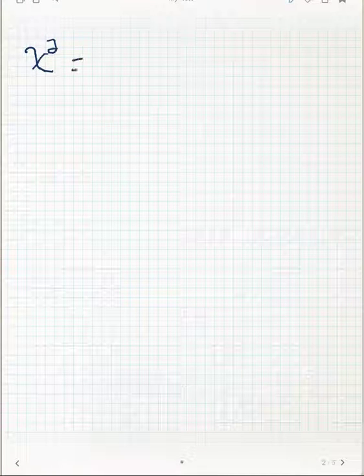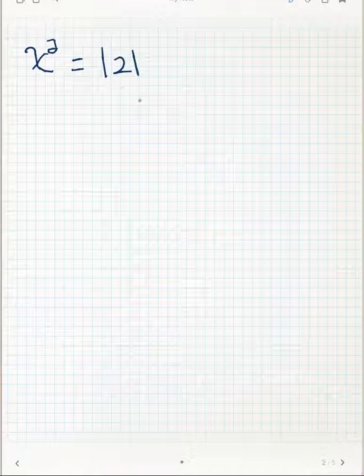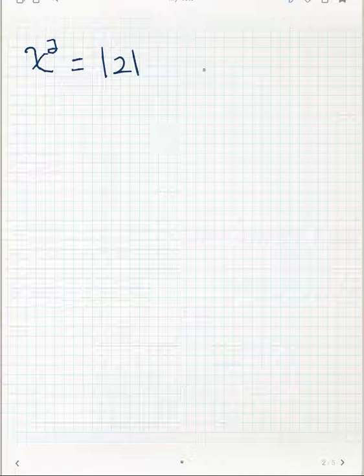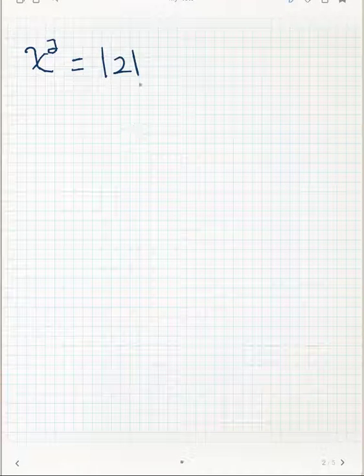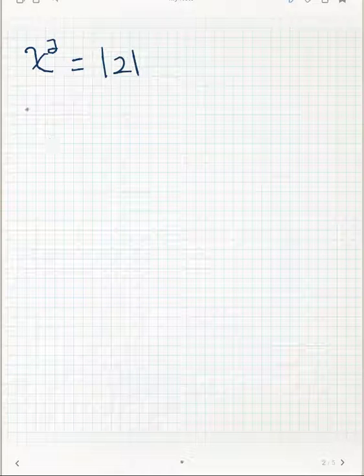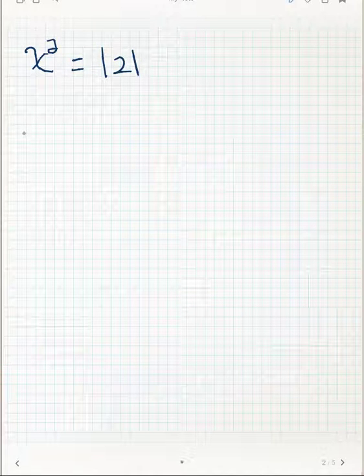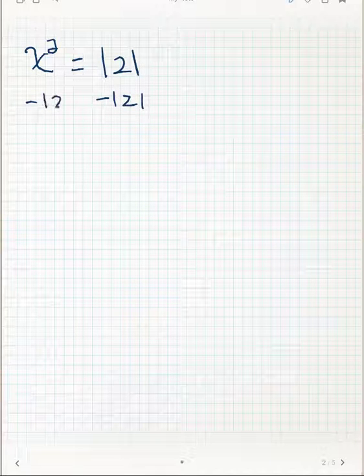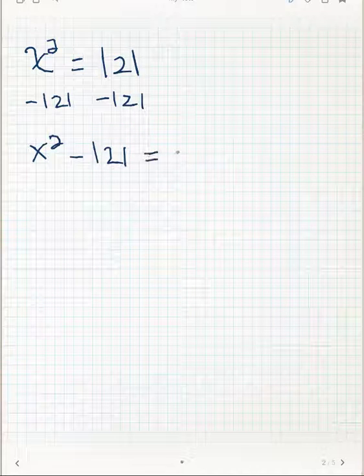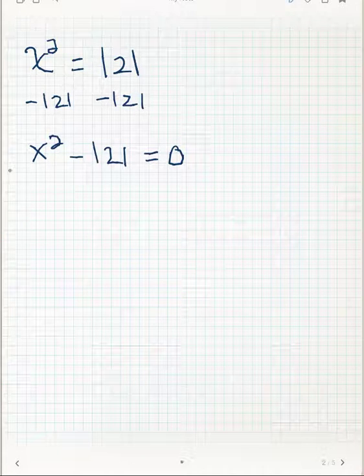Okay, so Jessica, when you have x squared is equal to 121, the first step is to make the equation equal to 0. So you're going to bring everything to one side and keep x squared positive. Okay, so we're going to subtract 121 from both sides. That's going to give you x squared minus 121 is equal to 0. Then you're going to factor.